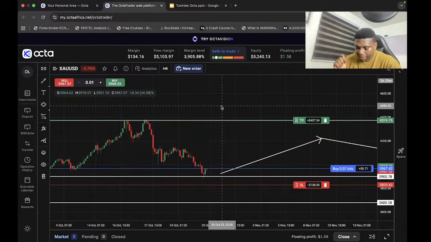Okay, somebody is asking, what if I don't trade with a stop loss? All right, now it's important that you trade with a stop loss. You know why? Because you are not in control of the market. If you are in control of the market, then you can trade without a stop loss. But since you are not in control of the market, trade with a stop loss.